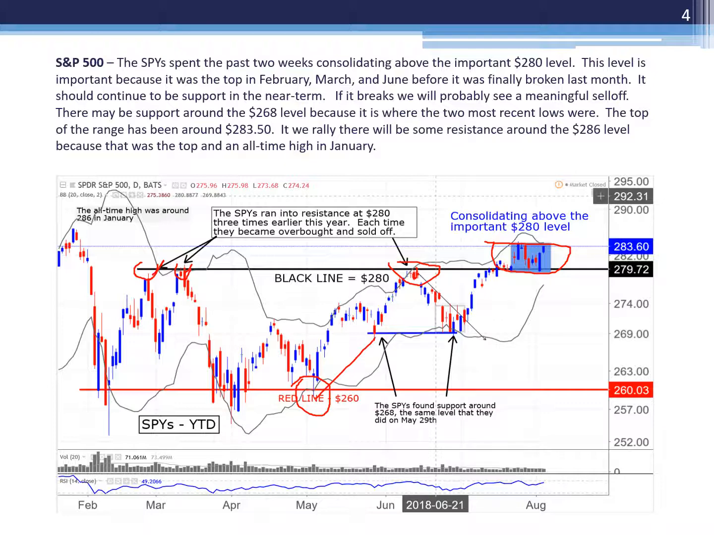See, oversold, and what happened? You got a rally. Here, oversold. What happened? You got a rally. Here, oversold. You got a rally.